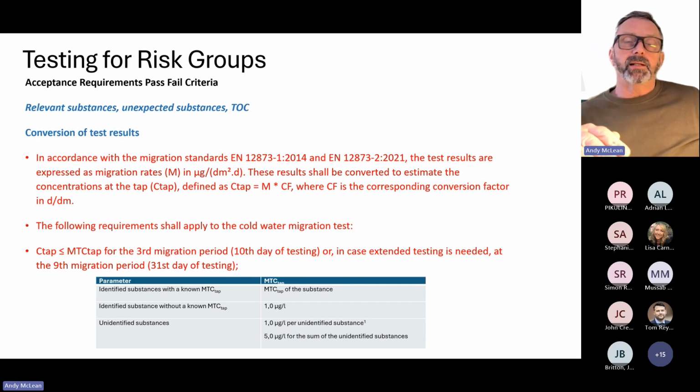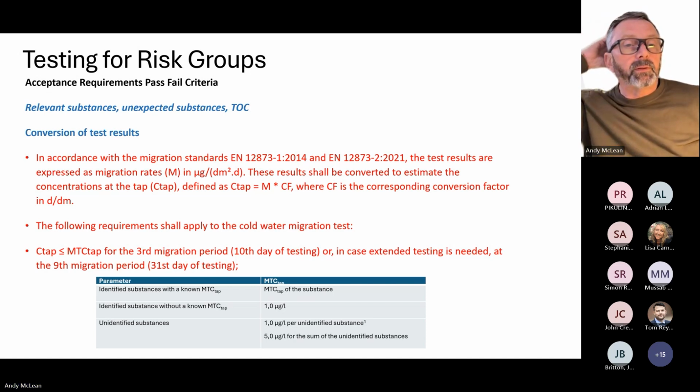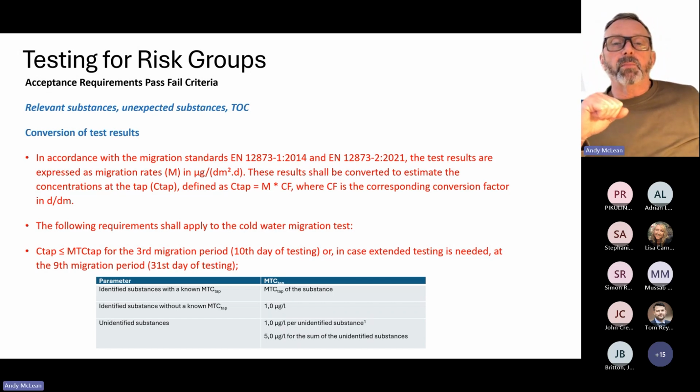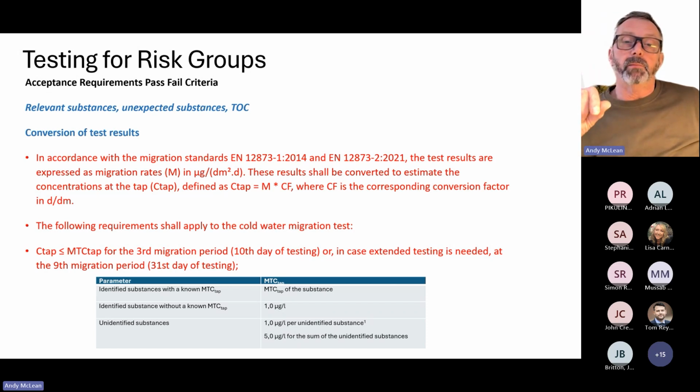So there's a little bit more detail there, but in effect, what you're looking for is that you've done a test and your MTC tap, or the C tap, is the same as what is allowed within the migration test.